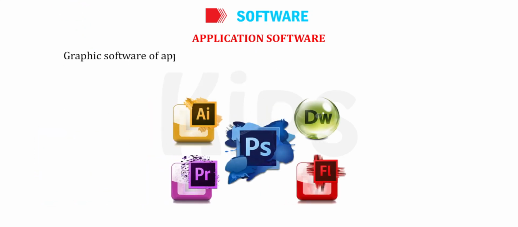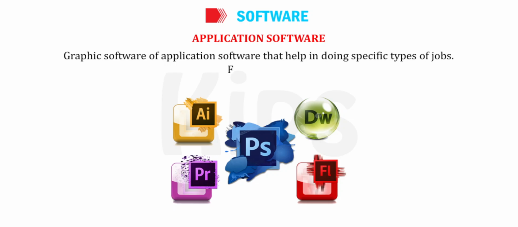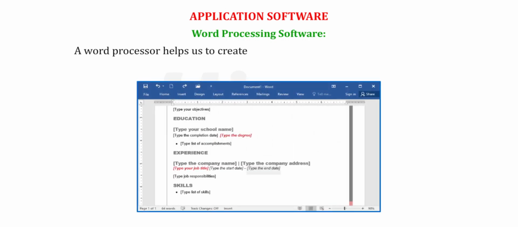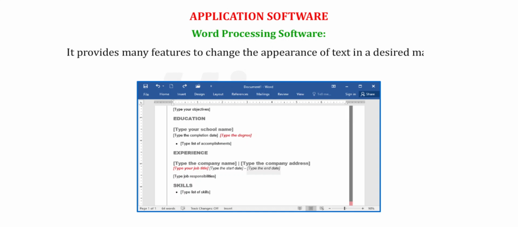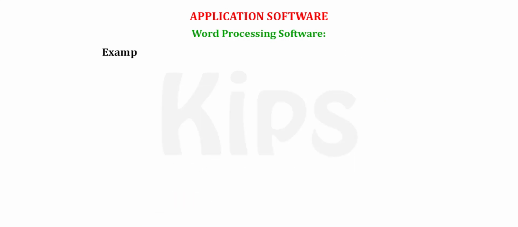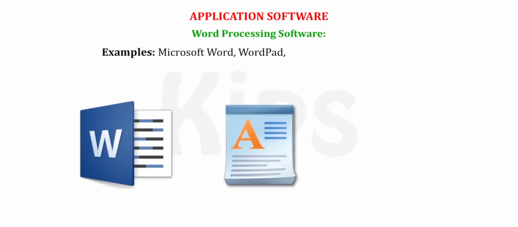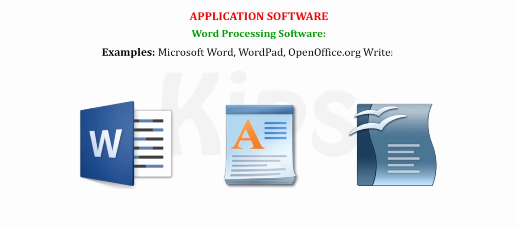There are several types of application software that help in doing specific types of jobs. For example, word processing software. A word processor helps us to create professional-looking documents quickly and efficiently. It provides many features to change the appearance of the text in a desired manner. Examples: Microsoft Word, WordPad, OpenOffice.org Writer, etc.